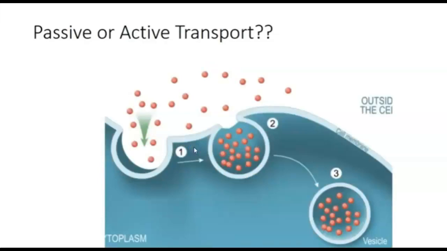Passive or active transport? Good, active transport. So here, this is an example of endocytosis, where we see the cell membrane, which is labeled here, actually engulfing all of these particles to bring them physically into the cell in their vesicle.